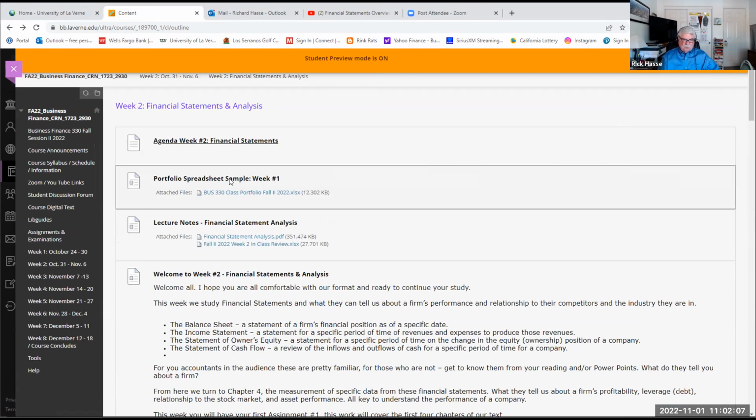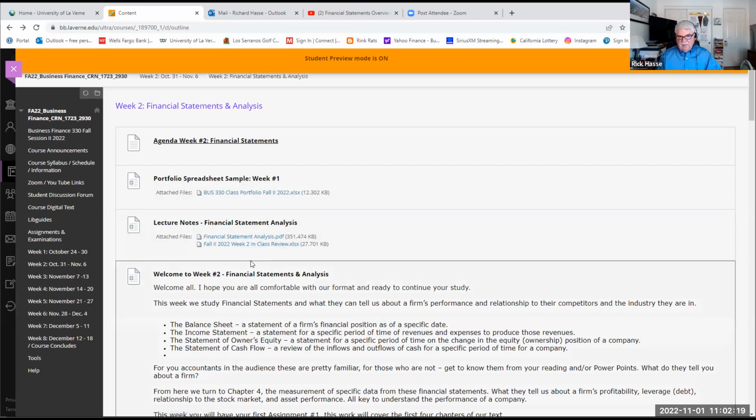Then I give you some lecture notes on financial statement analysis. This is page 105 of the textbook, and we'll take a look at that in just a minute, and it gives you some key indicators of financial statement analysis. And then a spreadsheet, which I'll be reviewing a little bit in this lecture, but mainly on Friday, which highlights the big 3 financial statements: the balance sheet, the income statement, and the statement of cash flows.